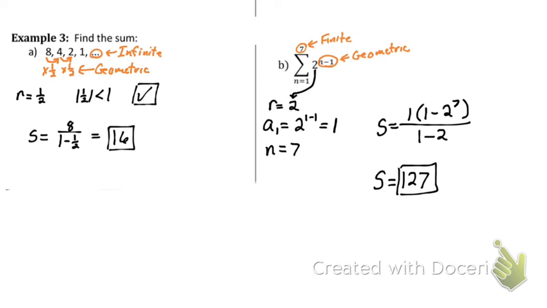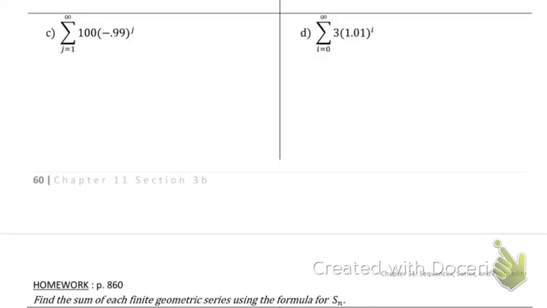All right, next one. Are we good? 127? Okay. Our next one, we're going to check to make sure it is geometric. It is geometric. Next check, is it infinite? Yes, it's infinite.